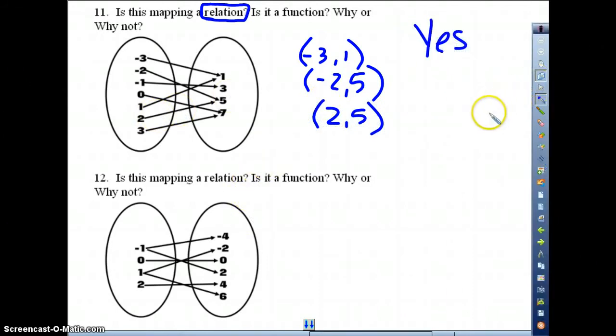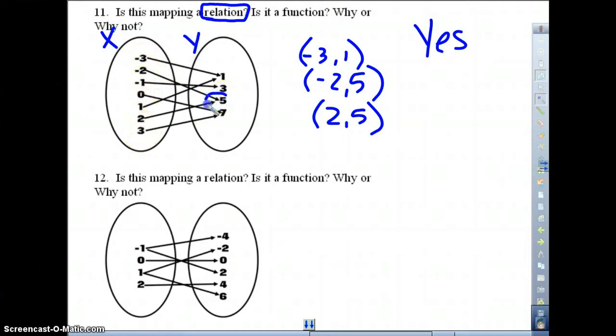Is it a relation? Yes. Now, is it a function? You're saying yes. Why? Because there's no repeating numbers on the x-axis. None of the x values repeat. And do you see each one of these x values? Oh, and right here, they didn't label these ovals. You have to assume that's x and that's y. Each one of these x values only has one arrow coming out of it.